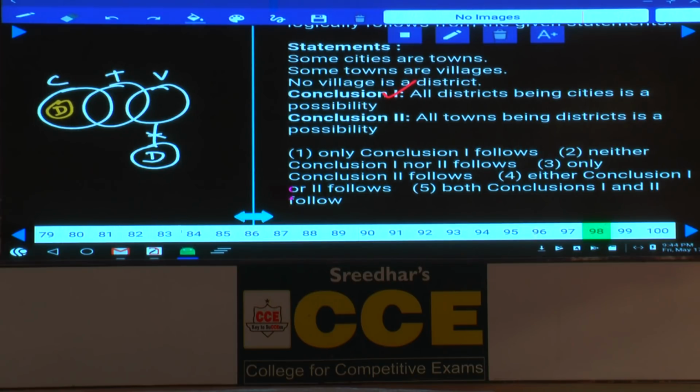And next, all towns are districts. Is it possible to draw all towns as districts like this? No. If you draw districts like this, then no district is a village will be false. The second one is false, and so only conclusion 1 is true. That is choice 1, 98.